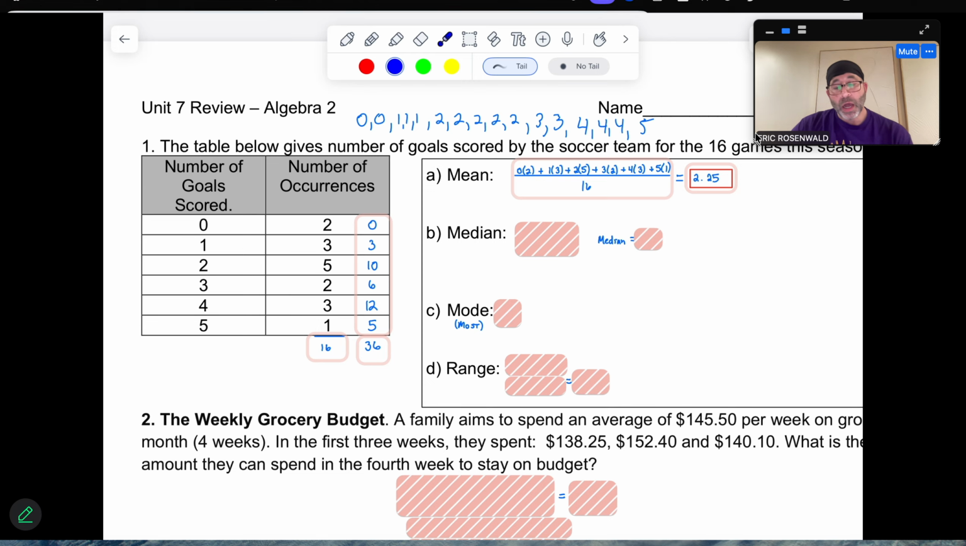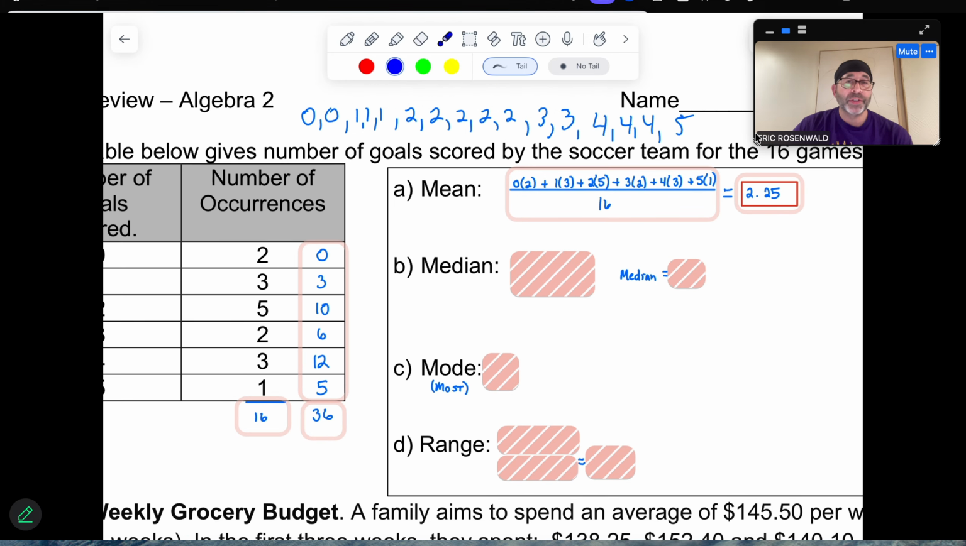The median, remember, is always the middle. When I look at the fact that there are 16 occurrences, the middle of 16 is between 8 and 9. If I count 1, 2, 3, 4, 5, 6, 7, 8, and 9, you can see that we have the same number happening twice there. Both the 8th term and the 9th term are 2, so the median is 2. The mode, remember, means the most frequently occurring.